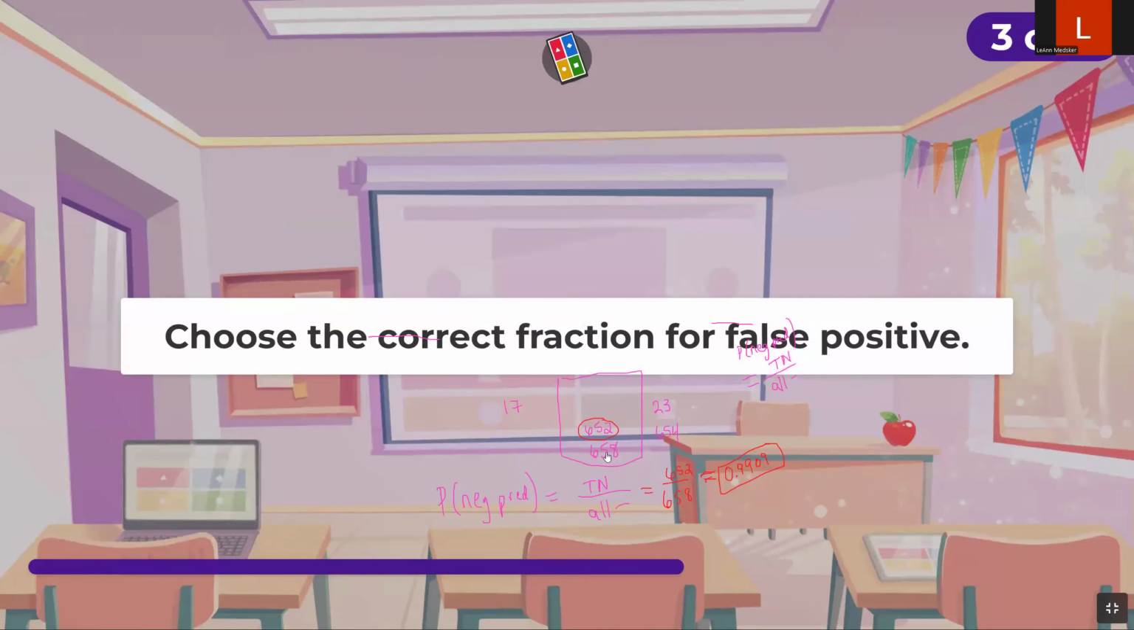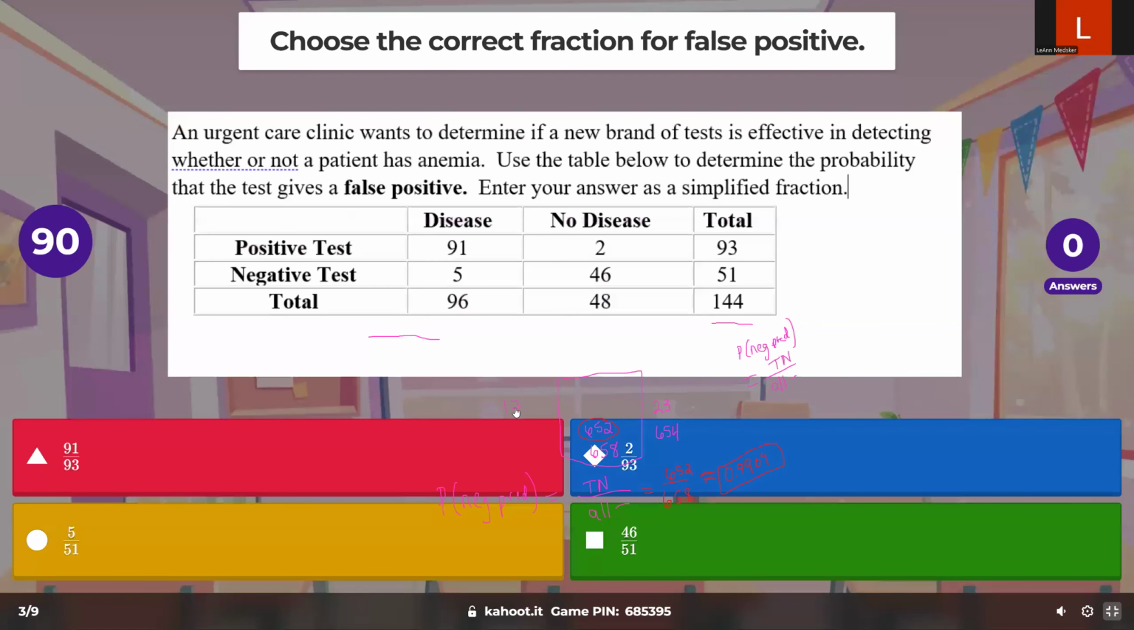So I'm going to do it as me, essentially. I don't think it's going to let me choose since I'm not doing practice mode, but let's just work through it. So we've got this table already filled out and it says urgent care clinic wants to determine if a new brand of test is effective in determining whether or not a patient has anemia. Use the table to find a false positive. So remember, false positive is out of all the positive test results, we're looking for people who were incorrectly marked as positive, which means it told them they were sick, but they're not.